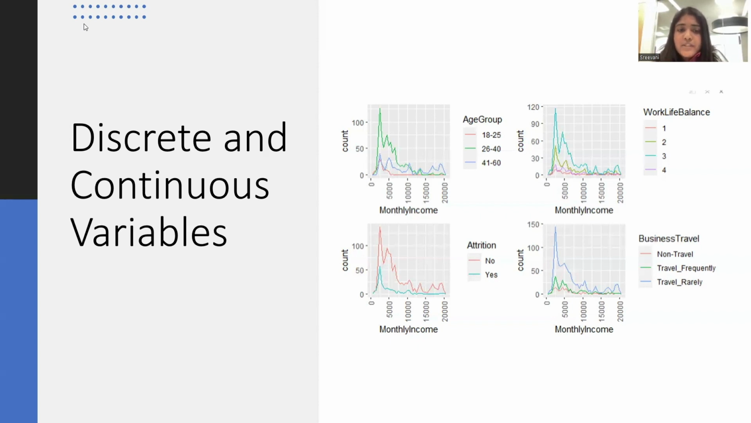And the third graph shows a portion of members in the attrition yes category fall under the lower monthly income scale, while some of the members with attrition no fall under the lower end of the monthly income scale. And the fourth graph explains the business travel, like people who are earning between 0 to 5,000 rarely travel. So this is about discrete and continuous variables.